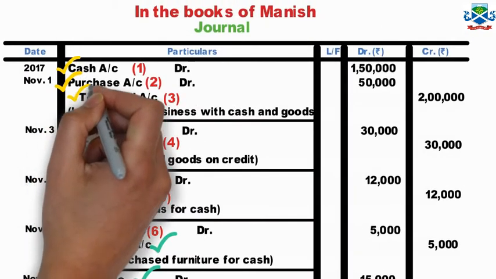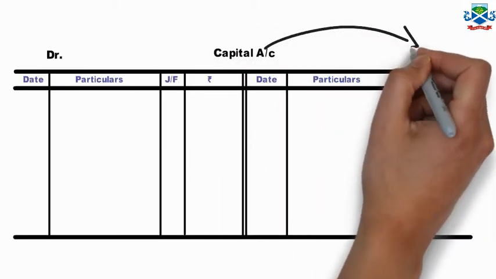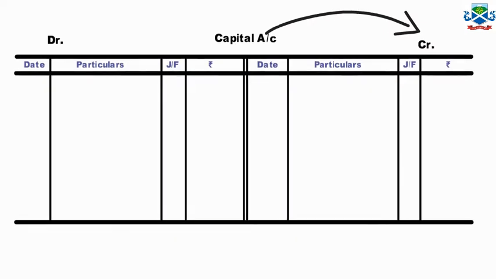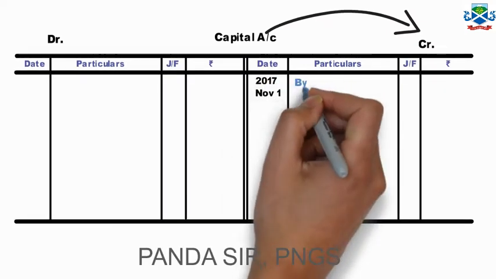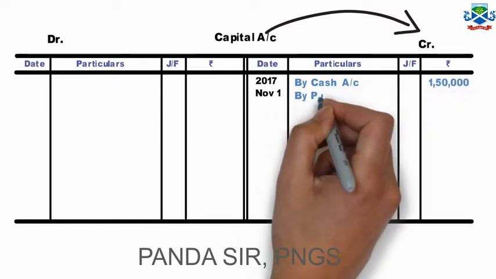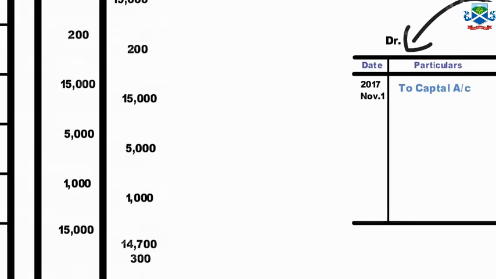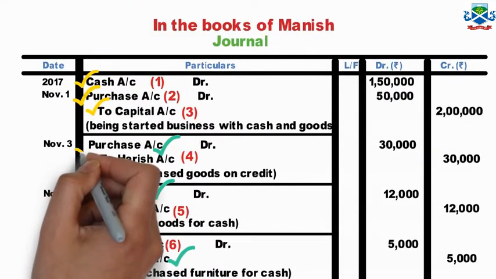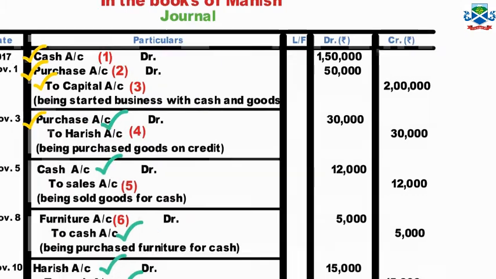Next one is capital account, credited by purchase account and cash account. Credited by means the credit side. So we write by cash account 1,50,000 and by purchase account 50,000, altogether 2 lakhs. Capital account is 2 lakhs. Next ledger is the purchase account. We already have it, so we need not make it.